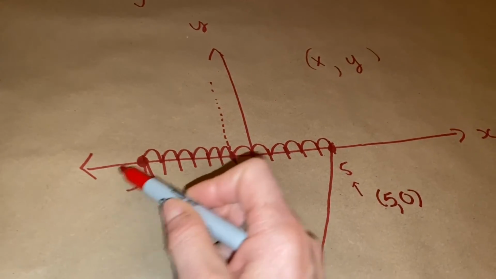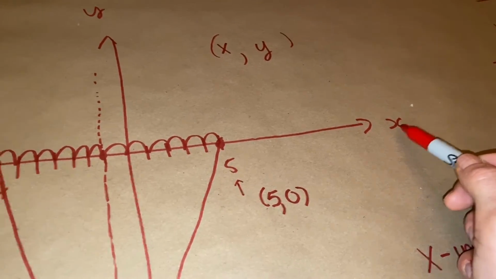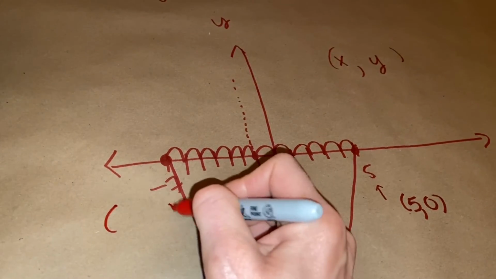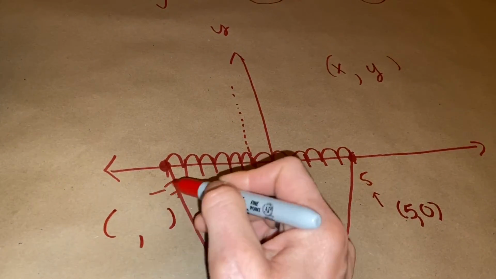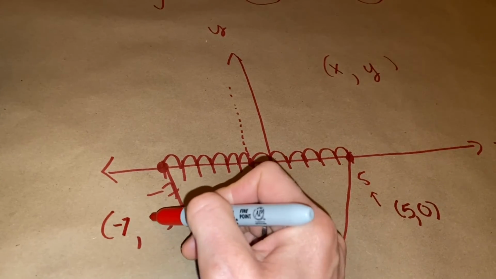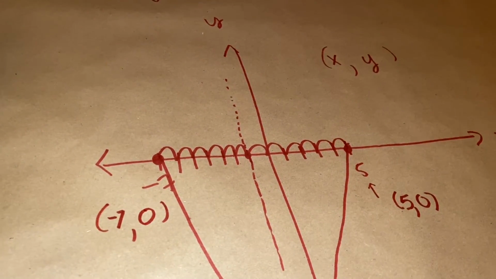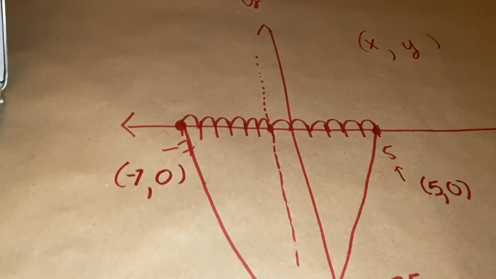Same thing over here. This minus 7 is on my x-axis. So if I make this a point, x, y, my x is minus 7, and my y is going to be 0.